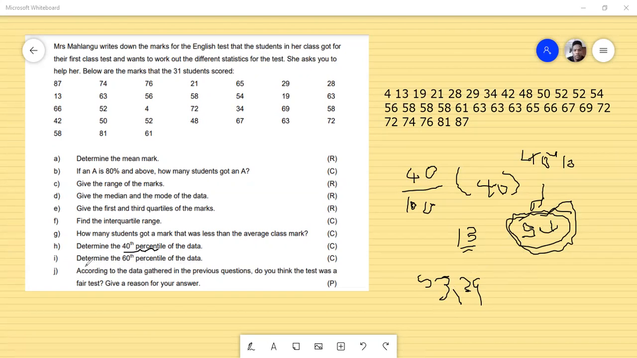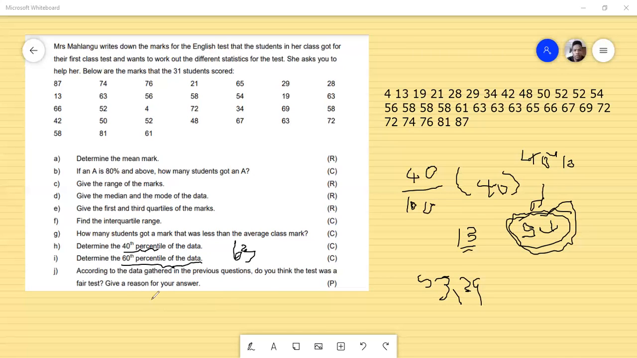And then for this one, we are told to calculate the 60th percentile of the data. So you do the same thing, it will be 60 over 100 multiplied by 32. Then you find the position, you go to your data, you find the actual value. So what would this mean? The actual value for this one, I wanted to calculate it, but your answer should be 63, right? So what does this mean? It means that 60% of the class got 63% or less.